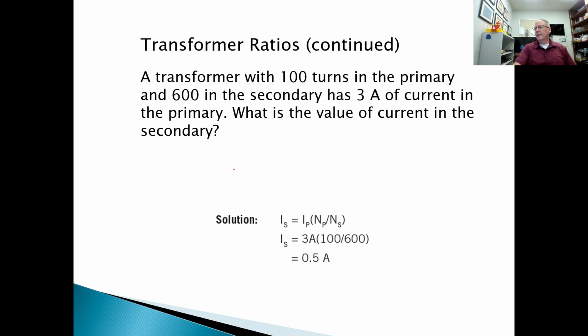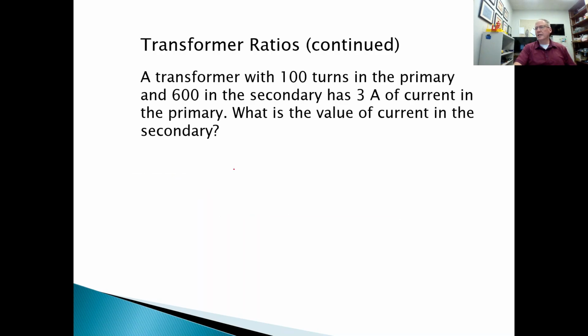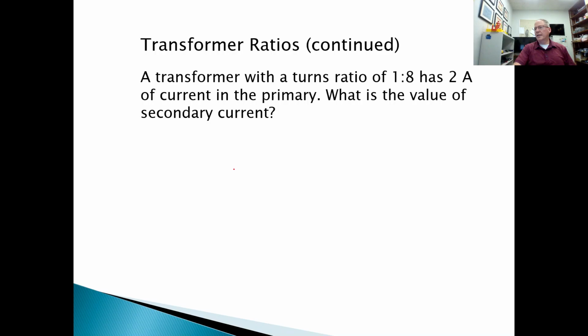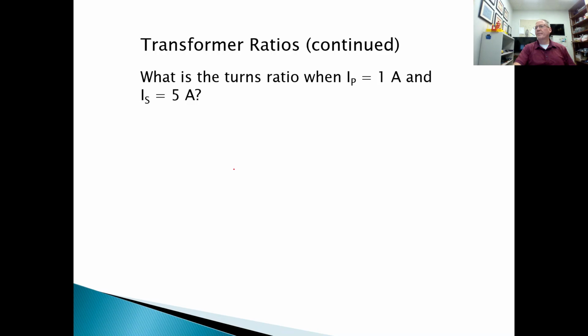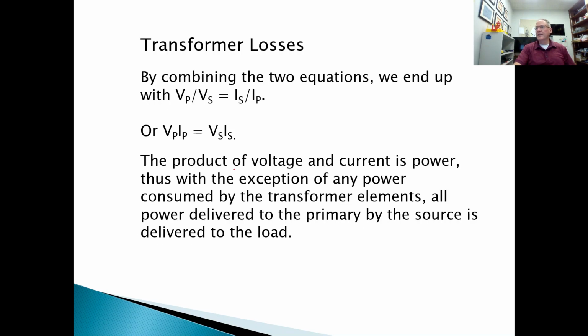So IS equals IP times NP over NS. So they just took this equation and solved it for what they're looking for. But if you start here, you can always get it. And that's that. And then here's where it shows that one. Was the turn ratio when IP equals 1 amp and IS equals 5 amps. And then again, just the ratios again.